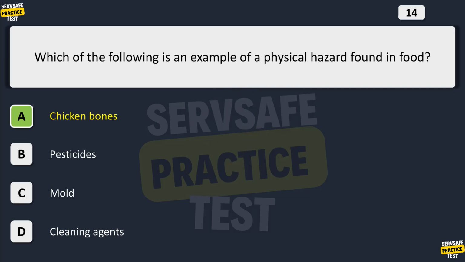The correct answer is A. Chicken bones. Chicken bones are a source of physical hazards found in food. The remaining answers are examples of chemical and biological hazards.